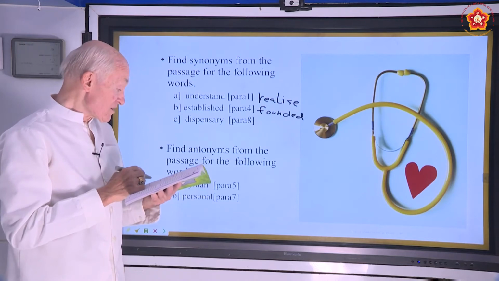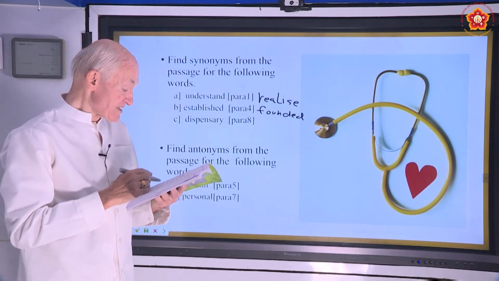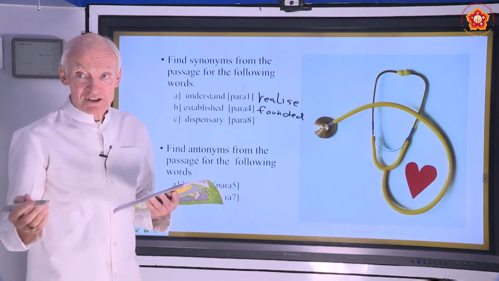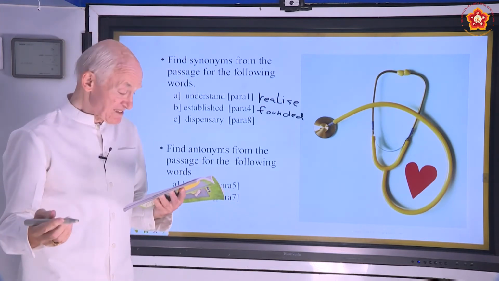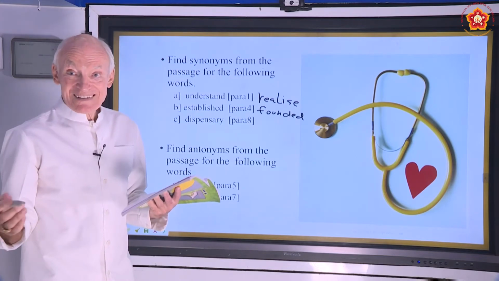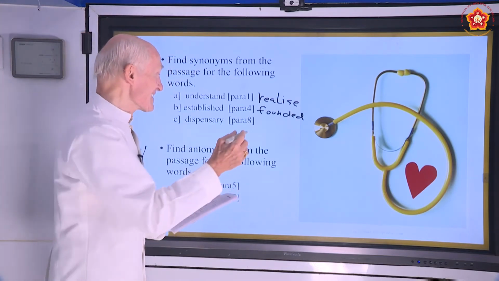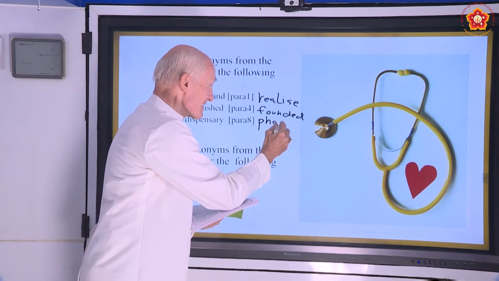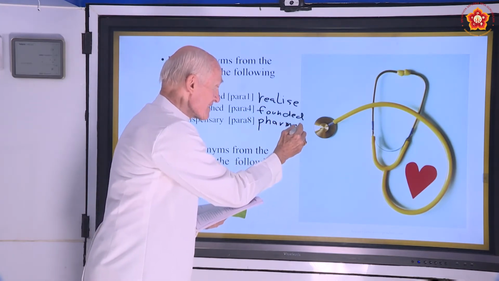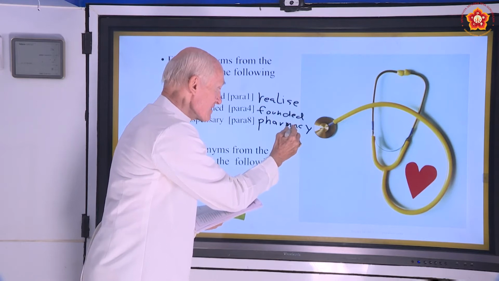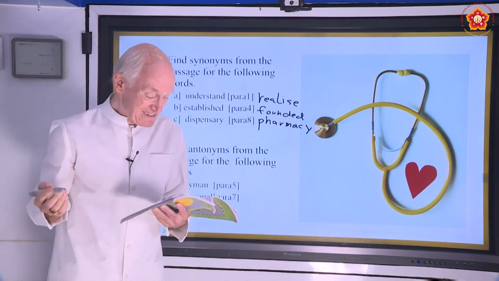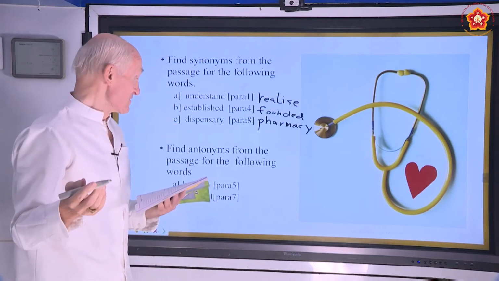Let's go to number C, 7C, dispensary. In the old days, it used to be a dispensary. They would dispense bandages and medicines. What do they call it now? So they can charge more money? They call it a pharmacy. And you have doctors of pharmacy, where they can prescribe medicines and give you medicines and fill orders.